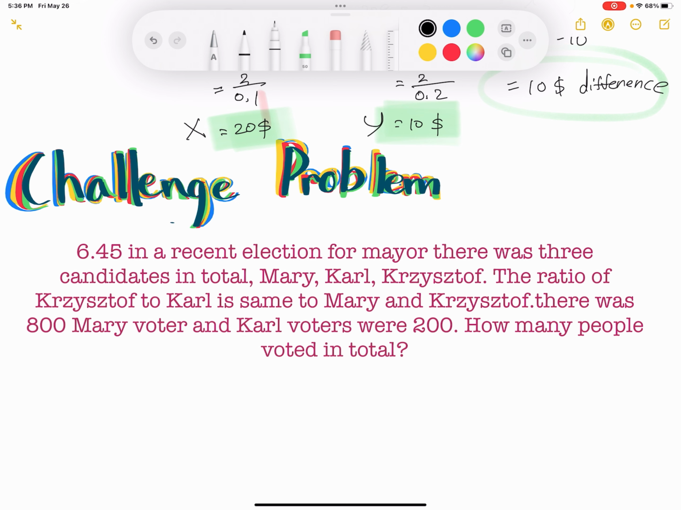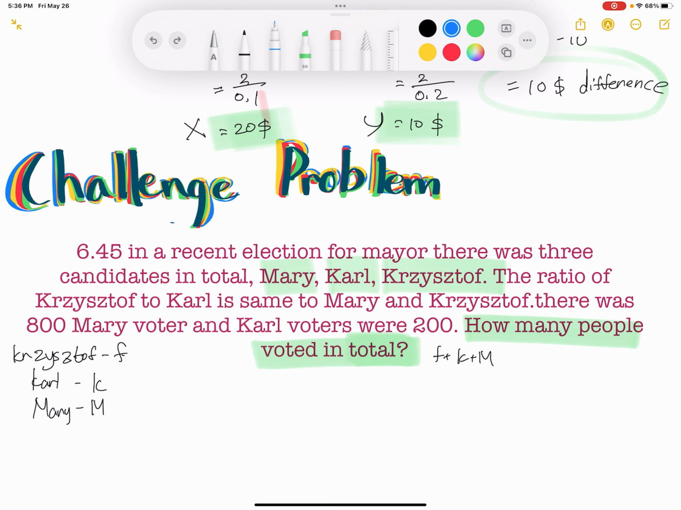Okay, let's identify what we need to find. First things first, how many people voted in total? The total will be Mary plus Carl plus Kristoff. We will set Mary as M, Carl as K, Kristoff as F. So how many people voted in total will be F plus K plus M. Since we already know Mary, which was 800 voters, and we also know Carl, which was 200, all we need to find is Kristoff.